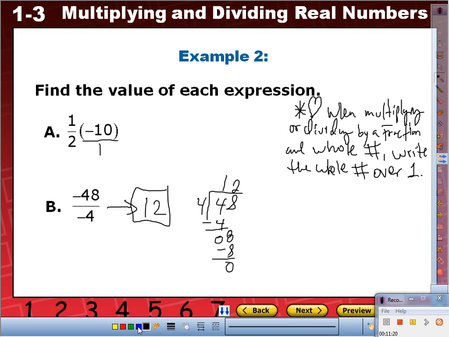Okay? So let's see. First things first. Let's look at these. Are they the same sign? No. So then this will be a negative. And then all we have to do is multiply. 1 times 10. So numerator times numerator. 1 times 10 is 10. 2 times 1 is 2. Step number 3 is to simplify. Can we simplify this a little bit more? Yeah, so this is negative 5. Piece of cake, right?